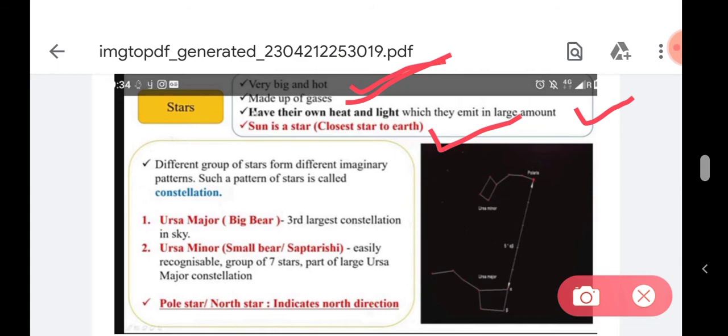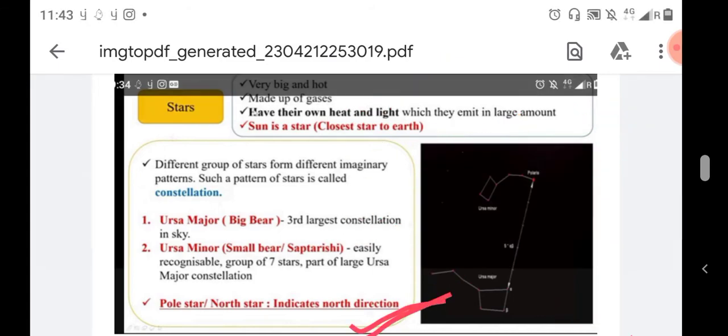Whenever you see an aeroplane in the sky, you can see that it looks very small, but it's not actually very small, it's very big. So same as the stars, stars are actually a type of sun. Stars are also a sun, but they are very far from the Earth, that's why they appear very very small to us, okay.